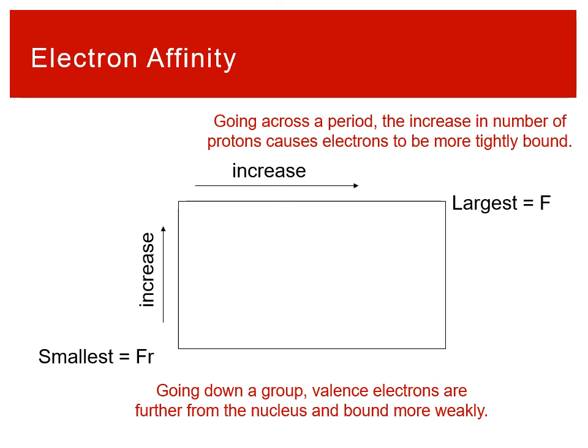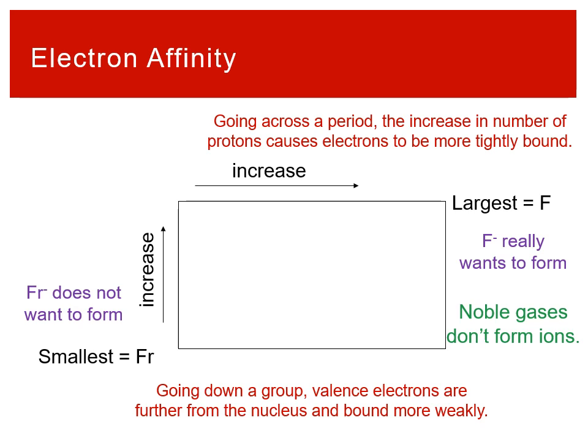The smallest electron affinity is francium. The largest electron affinity is fluorine. It's a little bit different. It's not going to be helium like we've normally seen because noble gases don't form ions. So overall, though, fluorine really wants to become fluoride. Fluoride is very much an exothermic process to form, and francium really doesn't want to become Fr-, right? Because it wants to become Fr+.